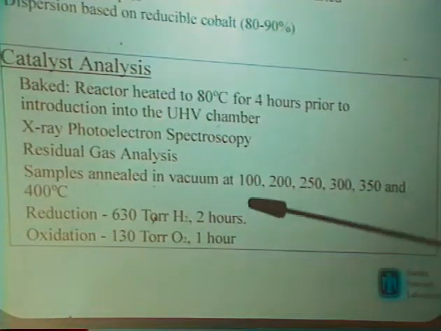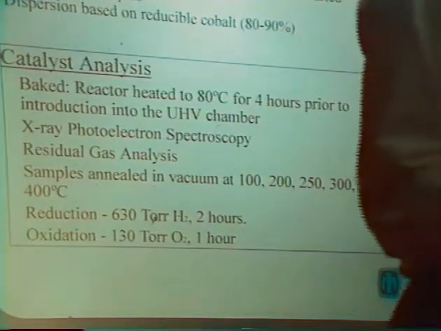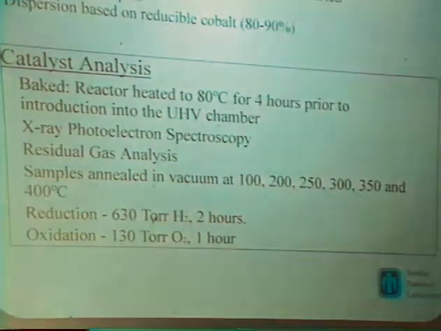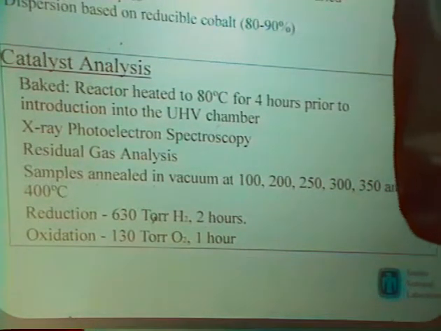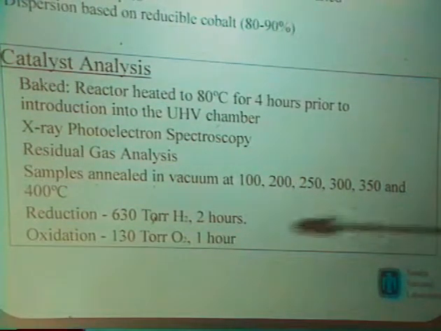Once the samples are in the UHV chamber, we anneal them in vacuum from 100 to 400 degrees C with an XPS analysis between each one of these anneals. We do this to remove any adsorbates that would be on the surface of the sample. Following this annealing, we then do a pre-activation treatment in either hydrogen or oxygen.